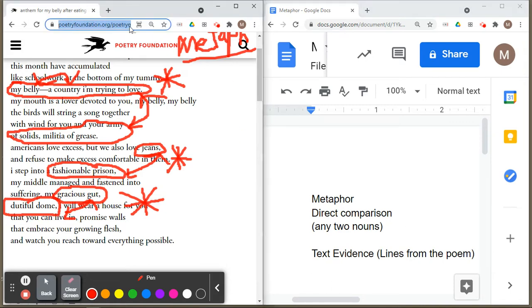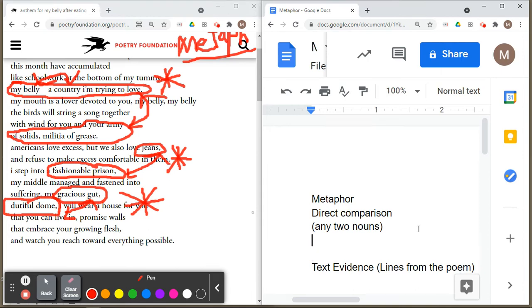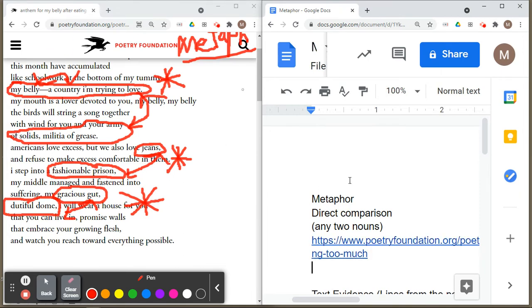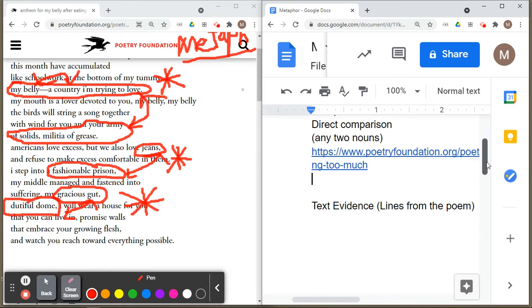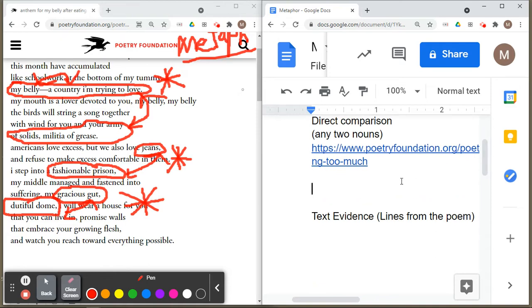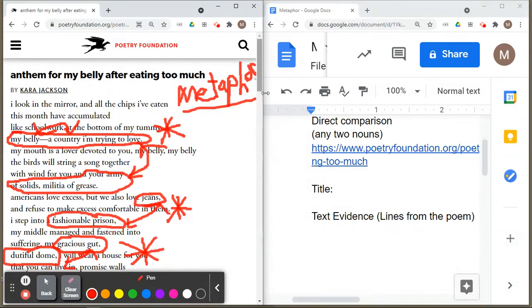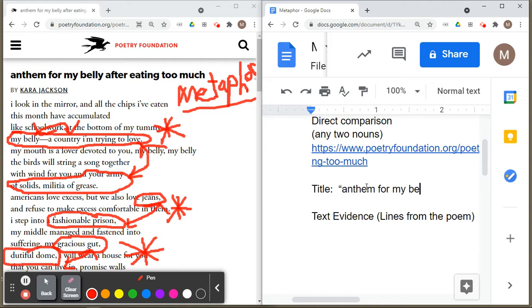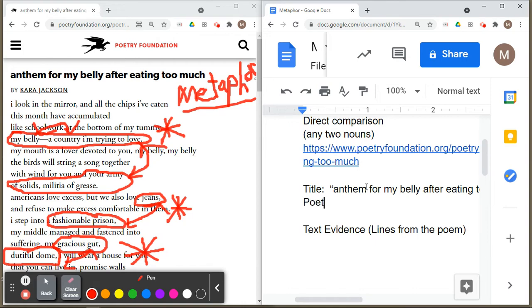And so for these paragraphs, we're going to go ahead and start jumping in. Again, I want to set myself up for success. So I'm going to copy and paste my link to the poem. And then I want to make sure that I include the poem's title, and I spell everything correctly, exactly as the writer had intended. Anthem for My Belly After Eating Too Much. Poet, writer here is Kara Jackson. Let's get started. Let's get some lines from the poem here.